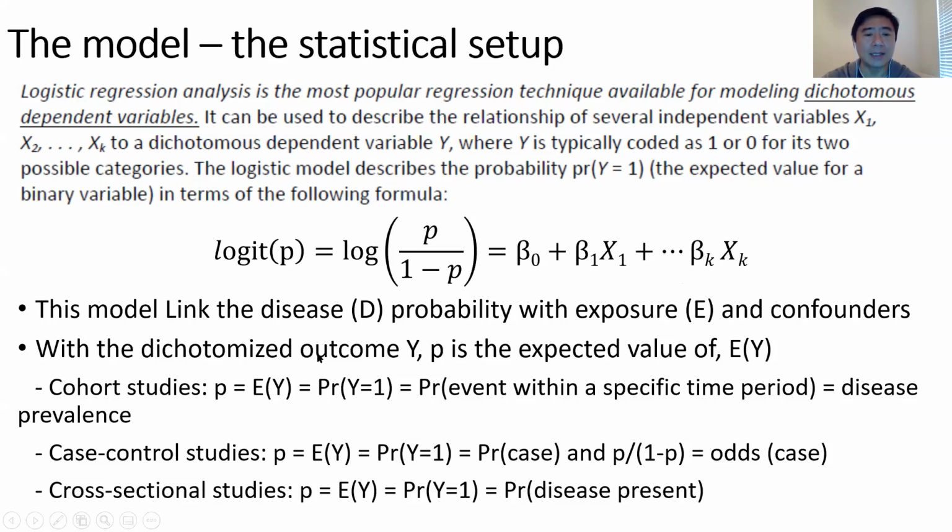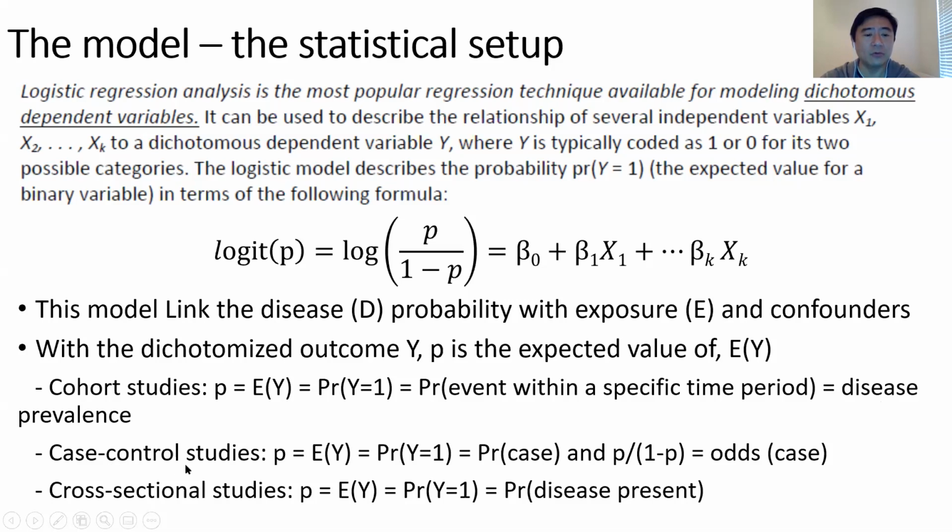And here with the dichotomized outcome y, p is the expected value of y, or we call it the expectation of y. In a cohort study, that means you enroll a study cohort and follow them up, and this probability is equal to the expectation of y. In other words, that's the probability of y equal to 1. The reason the expectation of y is equal to the probability of y equal to 1 is that y only has two options, 0 and 1, and therefore the expectation of y is just the probability of y equal to 1. So this is simple mathematics. This is also equal to the probability of the event y within a specific time period. In epidemiology terms, this is the disease prevalence.